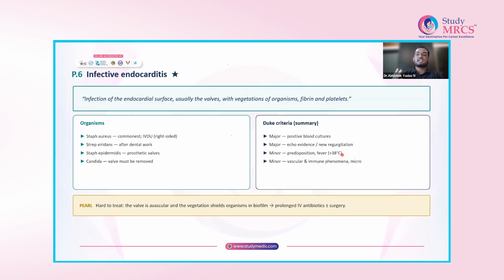Either you should have two major criteria with no minor criteria, or one major with three minor criteria, or five minor criteria. So these are the criteria that should be present for the diagnosis of infective endocarditis.